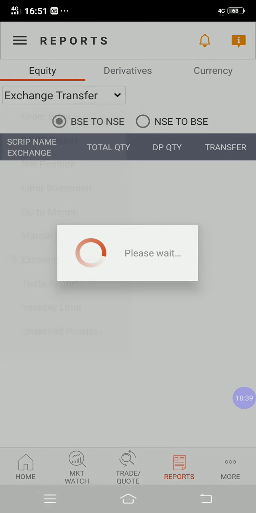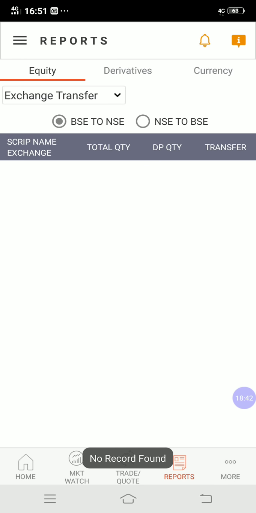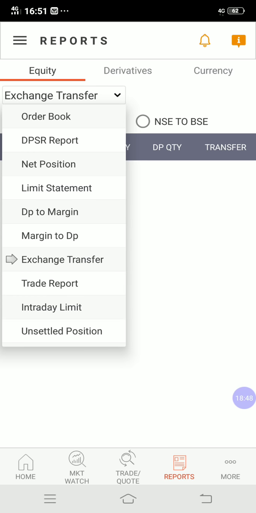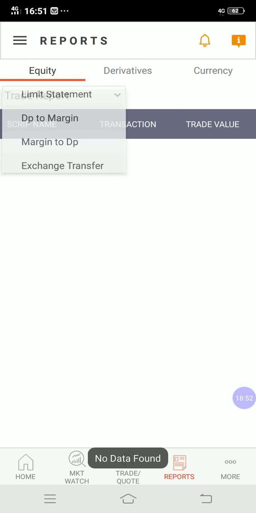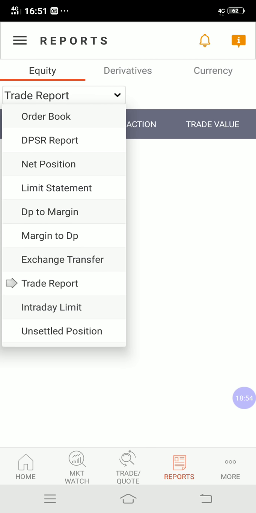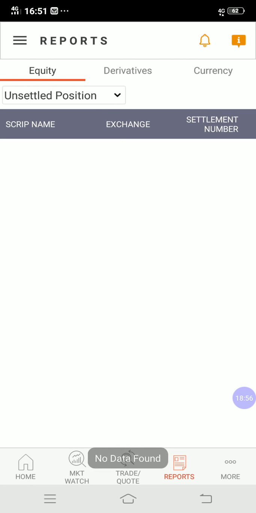Okay, and this is exchange transfer. Exchange transfer means BSE to NSE or NSE to BSE, you can exchange your equity shares. Okay, and this is a trade report, wherein all the trades you have done for the day will be seen. And unsettled position is where any unsettled equity stocks which need to be settled in your account can be seen here.